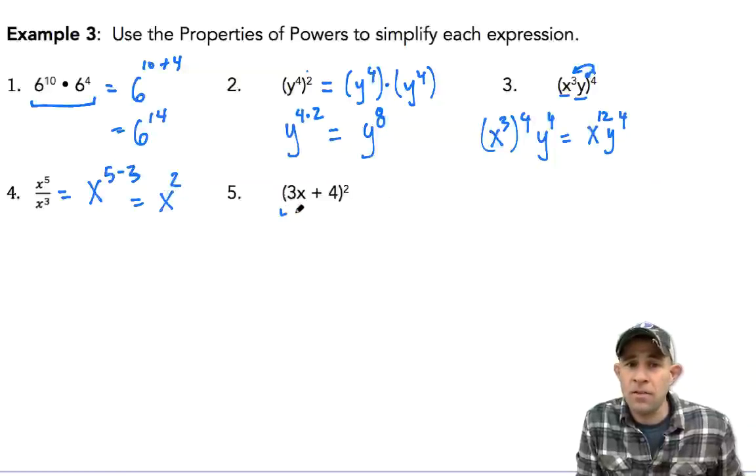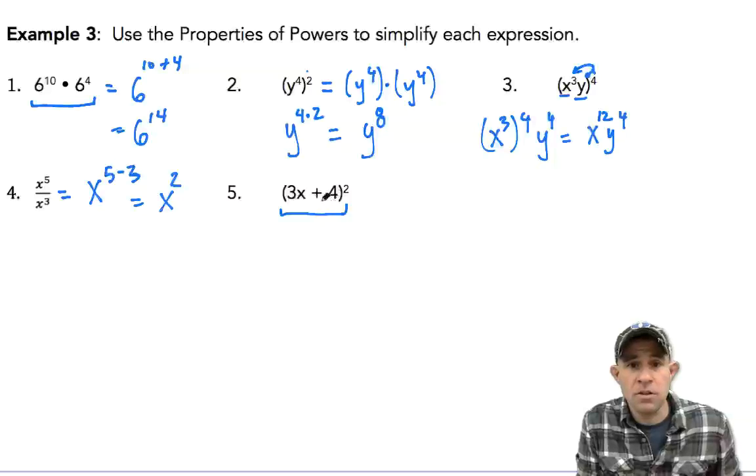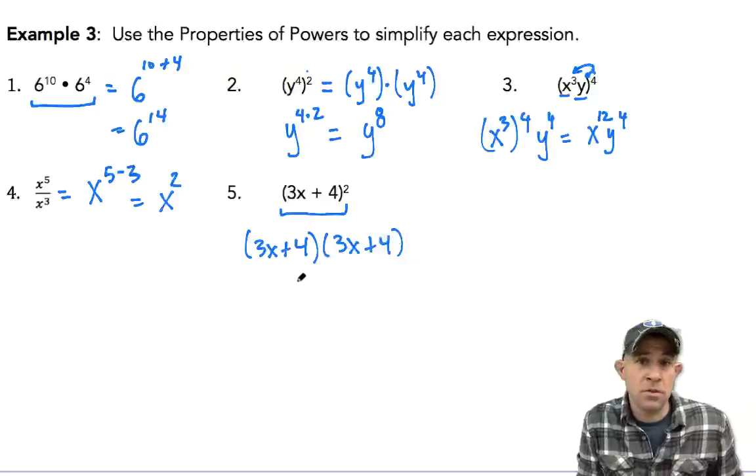All right, finally, our last one here in this example, we have this binomial again. There's two terms with the square. So we don't distribute that 2 into both of those terms. What this means is we now need to expand this binomial by multiplying it by itself, which means we're going to use our distribution property.